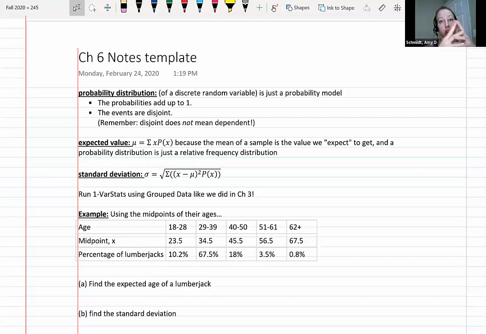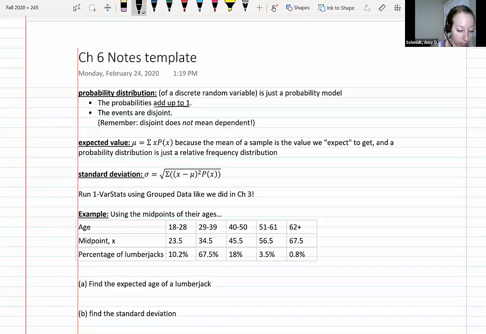So if you put those two concepts into one and make a table with all the empirical probabilities, you've just created a relative frequency distribution that just so happens to consist of probabilities. So we call it a probability distribution. Just like for a relative frequency distribution, the probabilities will add up to 1, or close to 1 if they were rounded off. The events are disjoint.